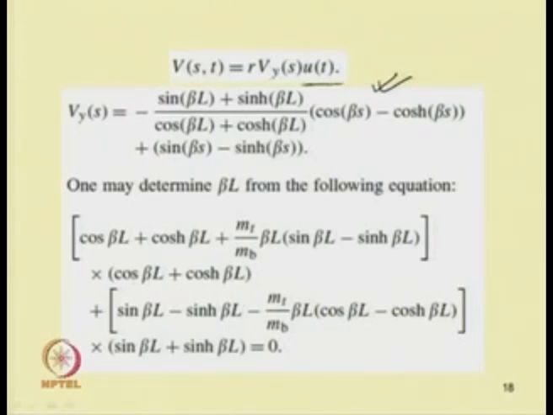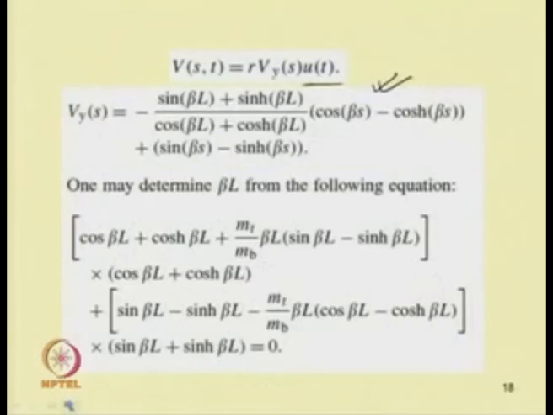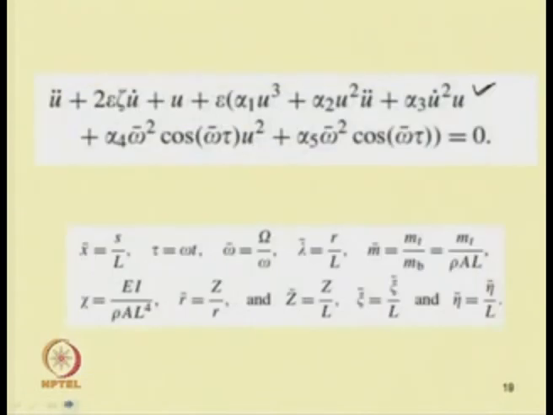So, this is the shape function of a cantilever beam with tip mass. As a tip mass is there, one can consider the shape function of a cantilever beam with tip mass, and this expression gives the frequency equation for beta L. So, one can find this temporal equation in this way.